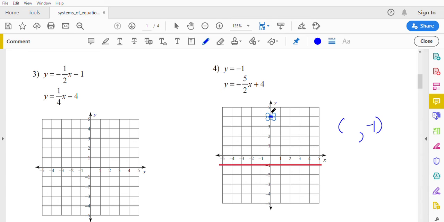So a -5 halves rather. So we're going to go down 1, 2, 3, 4, 5, 1, 2. And again, if we could go 1, 2, 3, 4, 5. The next point would be probably here somewhere. Okay, just as a reference point. So if we connect those dots, there you go. And what's our answer?